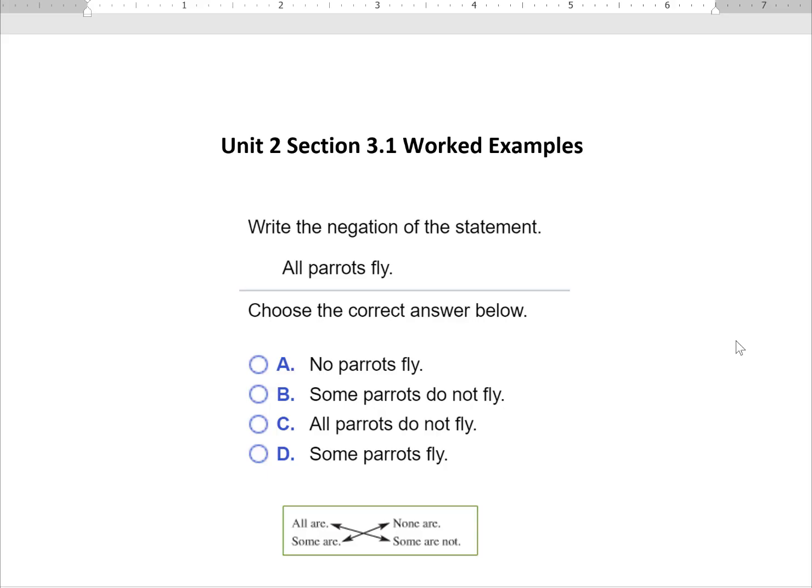Unit 2, Section 3.1, Worked Examples. Write the negation of the statement, all parrots fly.